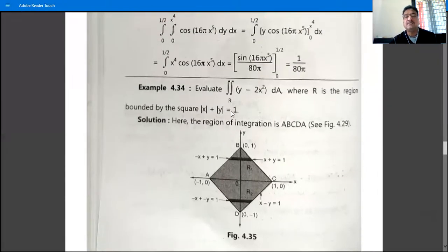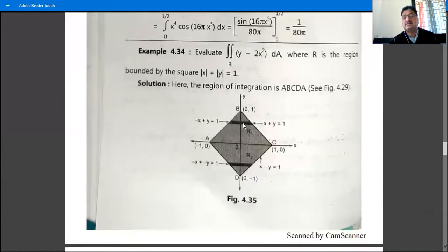So mod x plus mod y is equal to 1 gives this square. The square is bounded by the four lines: x plus y is equal to 1, minus x plus y is equal to 1, minus x minus y is equal to 1, and x minus y is equal to 1.